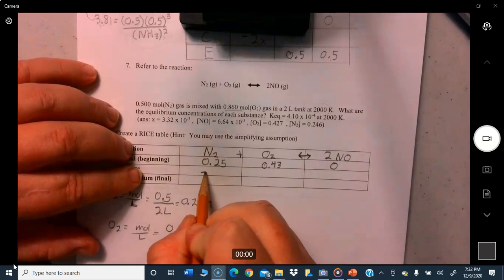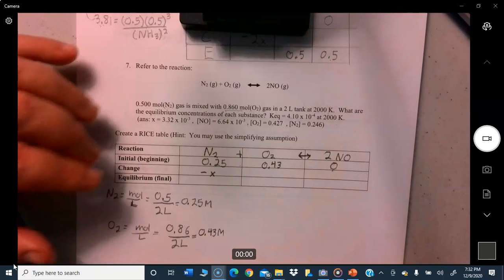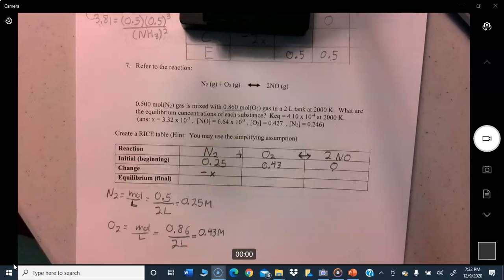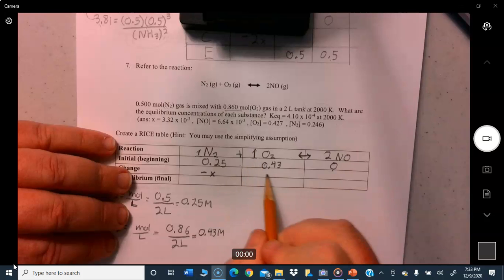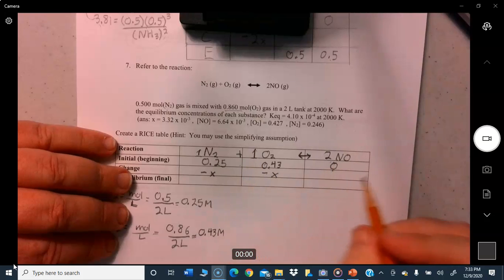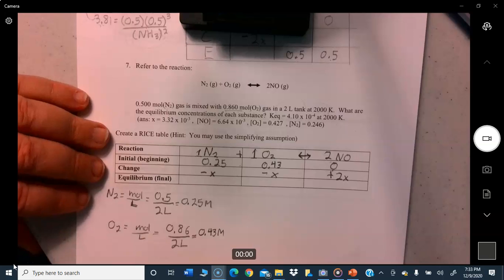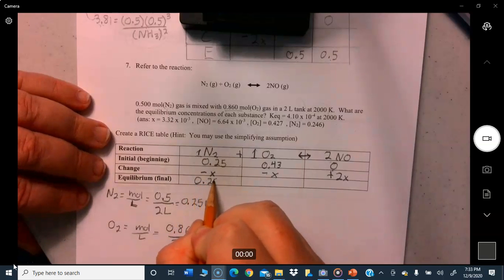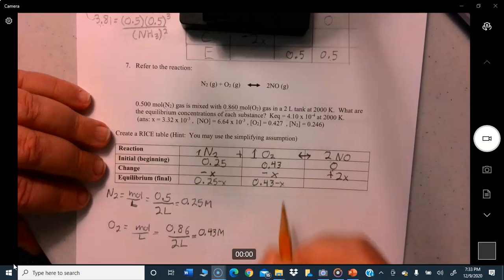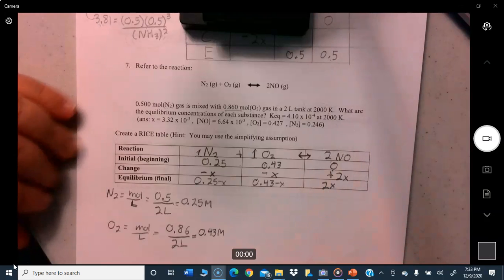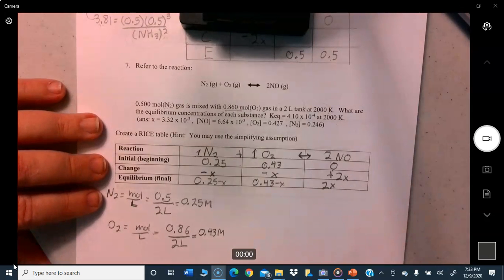You know this is going to be a minus x, because you're starting with this, and you don't have any of this, so the reaction can only go in one direction at this point, and that's to the right. The coefficient in front of the N2 is a 1. In front of the O2 is also a 1. So this is going to be minus x. And this has a coefficient of 2, so it's plus 2x. And now you just create your algebra equations down there. Okay, so now you have your algebra equations to put into the law of mass action, so create the law of mass action.